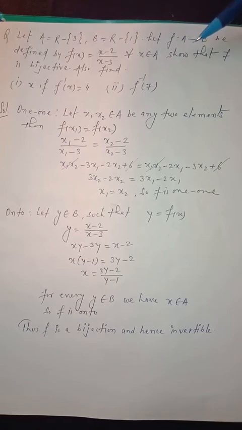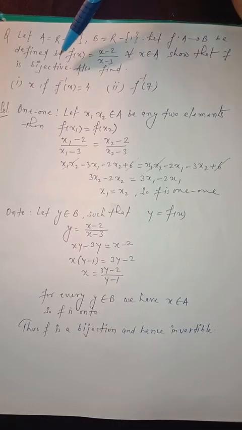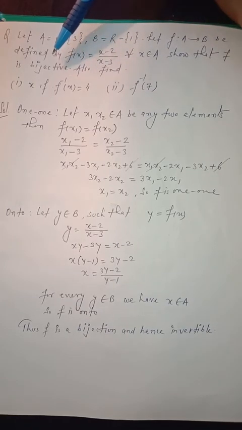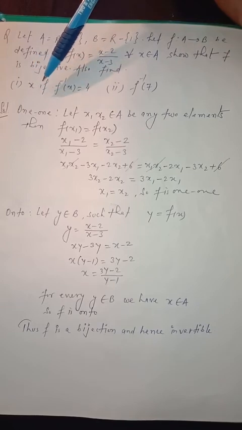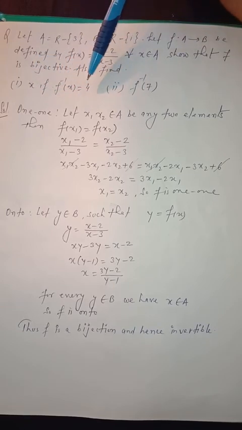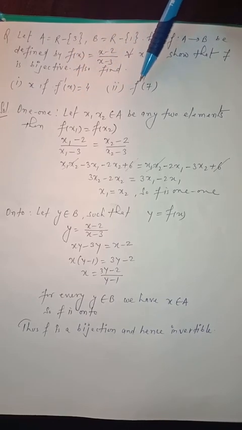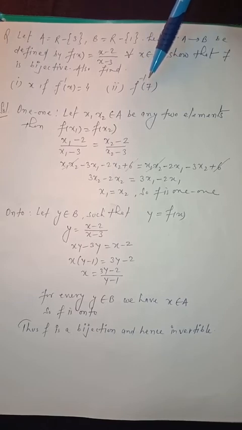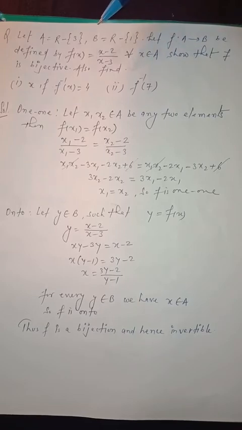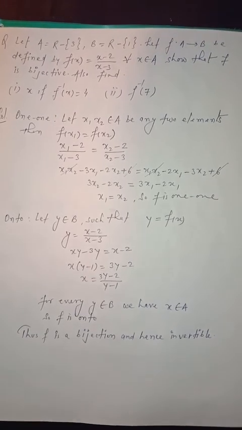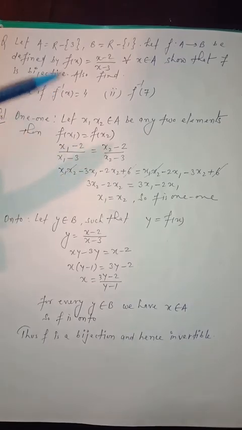Now we have to show that this function is bijective, that f is bijective. Bijective means one-one and onto, so separately we have to show each. And also you have to find x if f inverse of x is equal to 4. For this we have to calculate f inverse. And second, what will be the value of f inverse of 7? So the first step is to prove that this function is bijective. Second step, we will find the inverse, and then we will take this first part and second part.